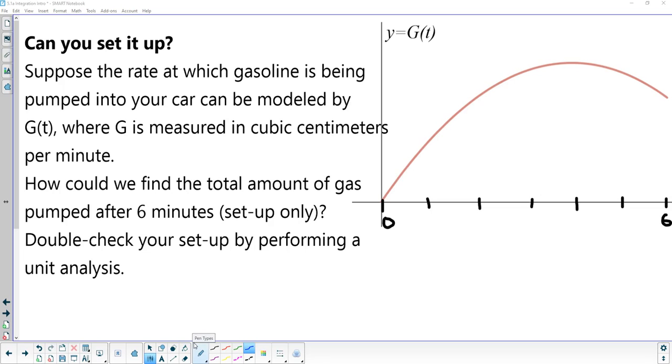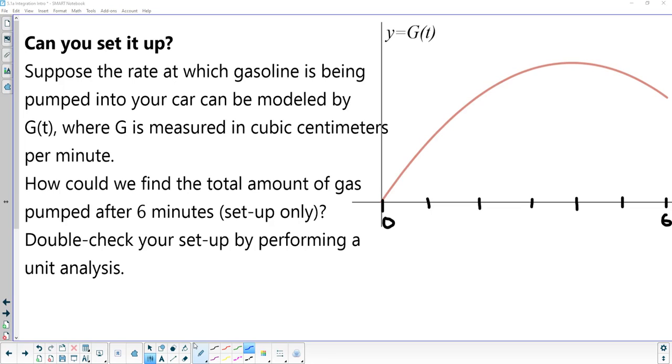All right, so let's see if we can set it up. Suppose the rate at which gasoline is being pumped into your car can be modeled by G of T, where G is measured in cubic centimeters per minute. How could we find the total amount of gas? So that's a how much question, right, an integral. After 6 minutes, and we're doing setup only today. Once we get actual functions, we'll make the calculator do the computations.